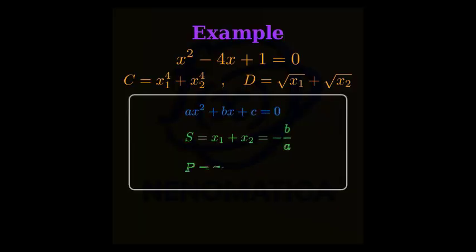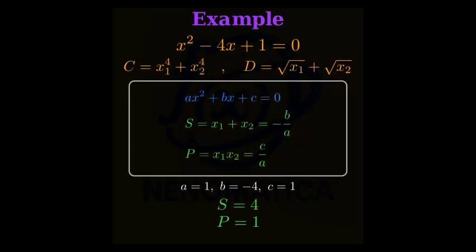First idea, Vieta's formulas. For a general quadratic, ax squared plus bx plus c equals 0, the sum of the roots s equals negative b over a, and the product p equals c over a. In our case, a equals 1, b equals negative 4, and c equals 1. So s equals 4, p equals 1.